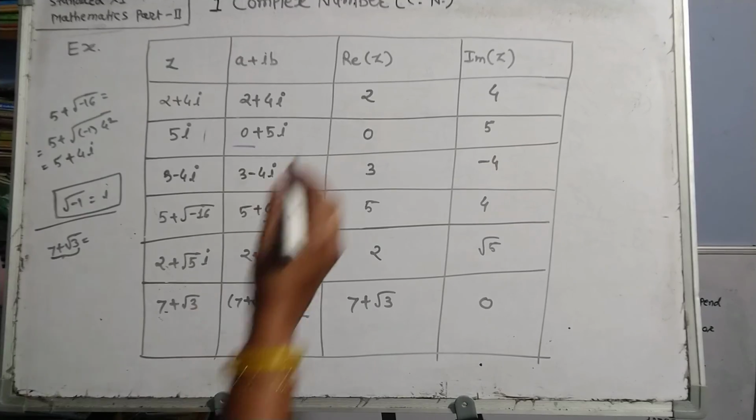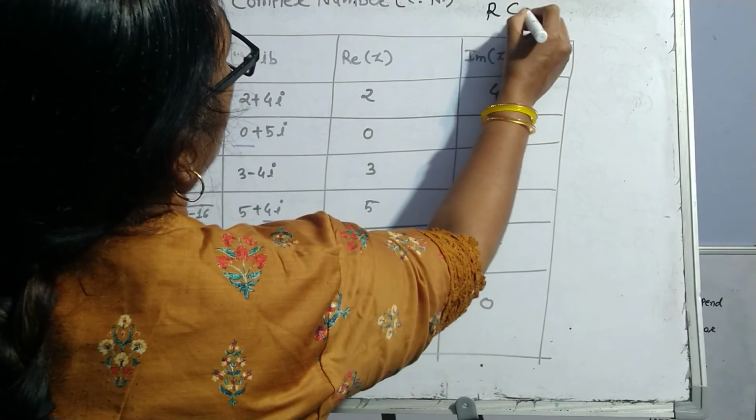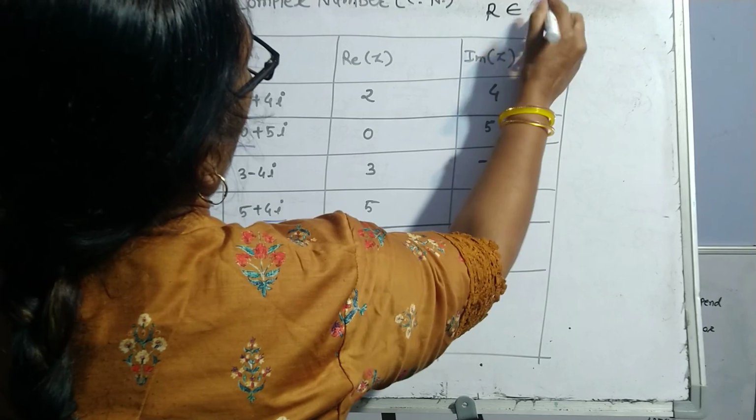Now the set of real numbers is a subset of the set of complex numbers.